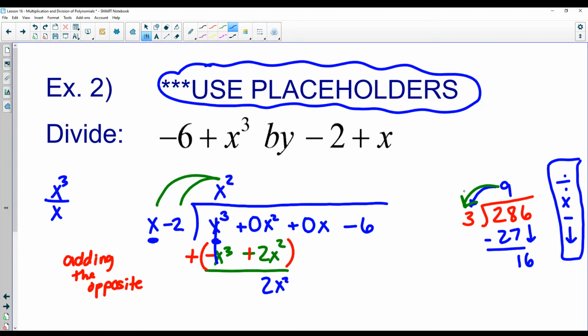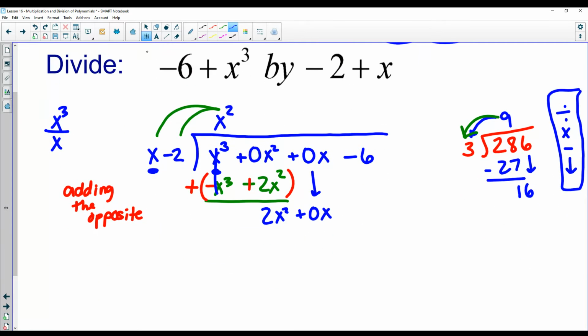Okay, look over to our numerical division over here on the right. The next step was bring down. We did divide, multiply, subtract, and bring down. So let's bring down the next term, which is a plus 0x, and we're going to do it again. Okay, we're going to repeat the process. Ready?